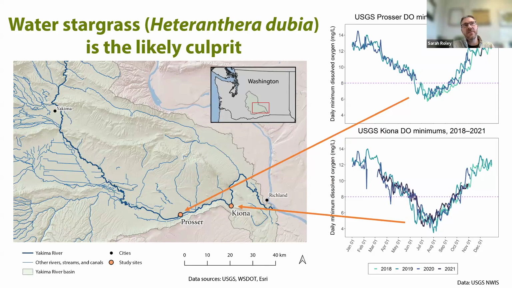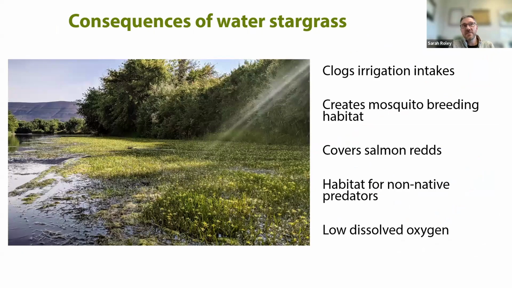So I want to mention a few other consequences of water stargrass. For humans, for our society, it clogs irrigation intakes. It causes lots of problems. People don't like to float the river in the late summer because your feet get tangled up in water stargrass. As Sarah mentioned earlier, it creates mosquito breeding habitat. So the Mosquito Control Board locally is invested in finding if we can ameliorate this problem.